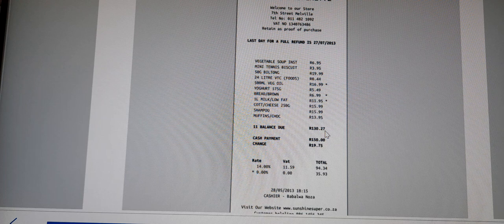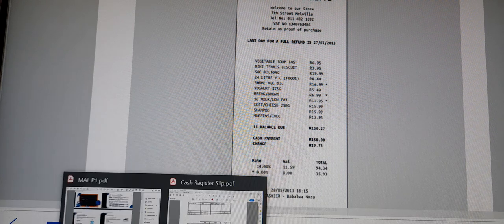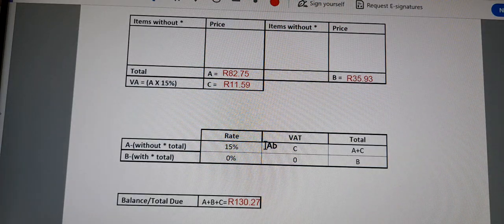We got it. And this 11.59 we got it, and 35.93. But I will show you now this table that you see here that has got rate, VAT, and total. Here it is on our table, so we need to populate it as well. Rate, VAT, and total. So now we start with A, the one without asterisk. The VAT rate is always 15%. The one without the asterisk, this is always 0%. So this you must put.